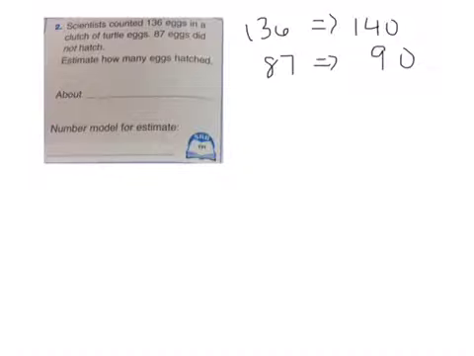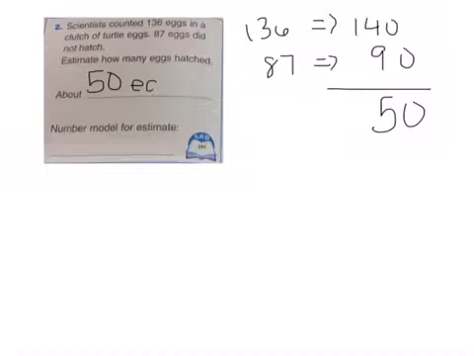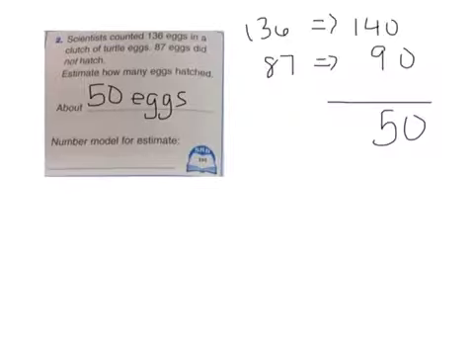We can do some mental math and determine that there are 50 eggs that hatched because 50 plus 90 is the same as 140. So about 50 eggs hatched in this problem. Our number model is going to be 140 take away 90 is the same as 50.